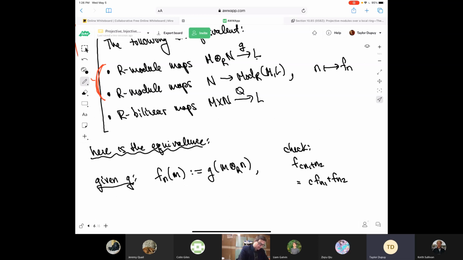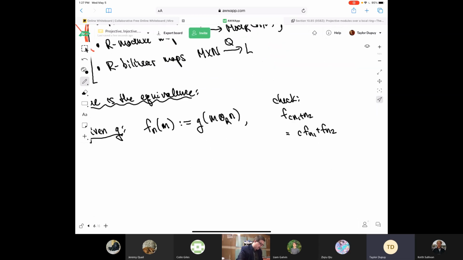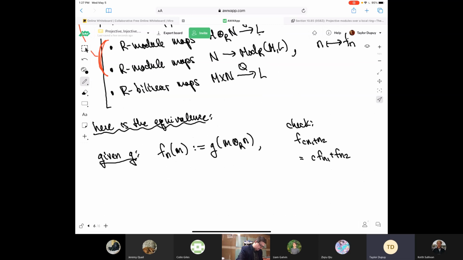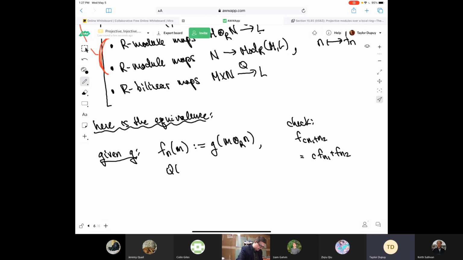And so this thing makes sense. Okay, so you can check after you break this down like this. Okay, so that's something that you should do. And then how do you define q? So q of mn, well, that's also defined to be g of m tensor over R with n.